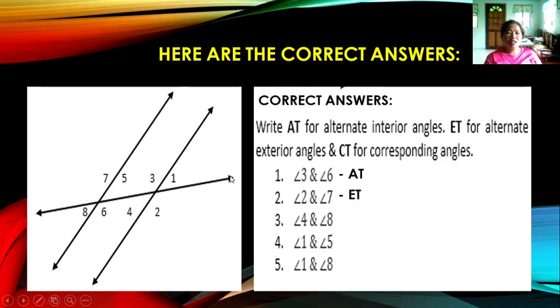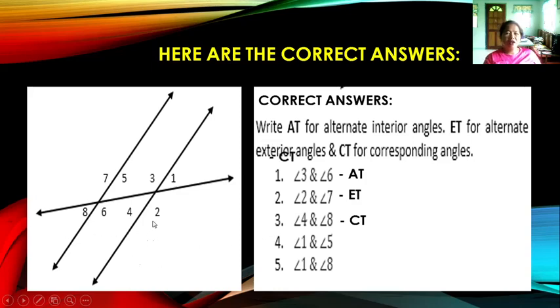Okay, what about angles 4 and 8? Angles 4 and 8 are considered to be corresponding angles. They are located on the same side of the parallel lines, right? They are located at the outer, then outer and left side of the parallel lines.